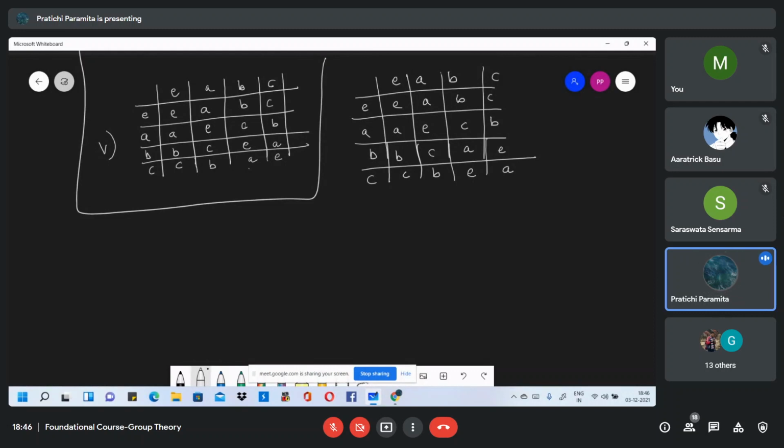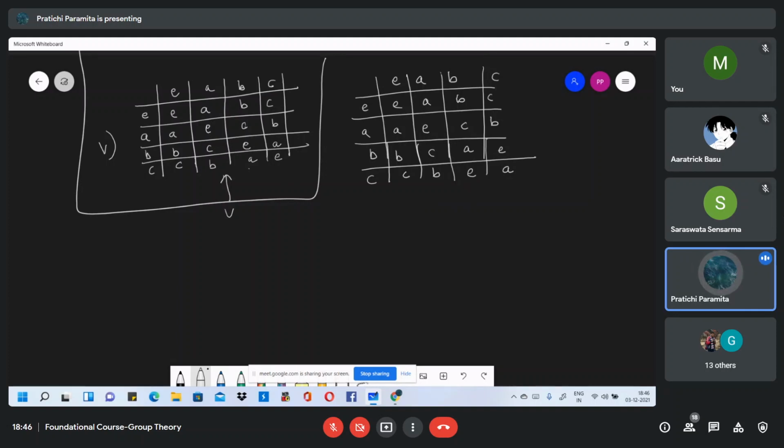So this is nothing but V. This table represents V. And if you see, this is not a cyclic group. That is, A squared is already giving me E. Then how am I going to get the other non-identity elements? B squared is again giving me E. C squared is again giving me E. So how am I supposed to get a cyclic group?